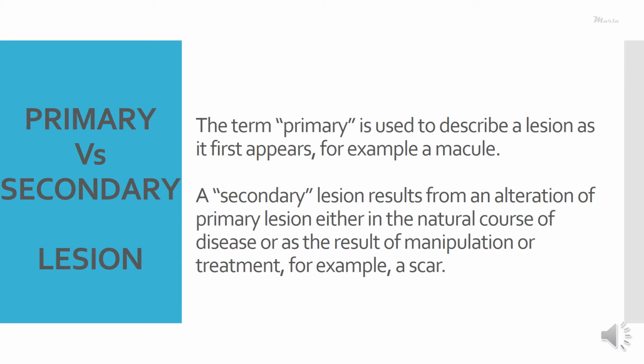The term primary lesion is used to describe a lesion as it first appears. A secondary lesion results from an alteration of a primary lesion, either in the natural course of the disease or as a result of manipulation or treatment. So basically a primary lesion is one which, at the time of clinical evaluation, appears the same way as it first appeared. That means the initial presentation of a lesion is referred to as primary.